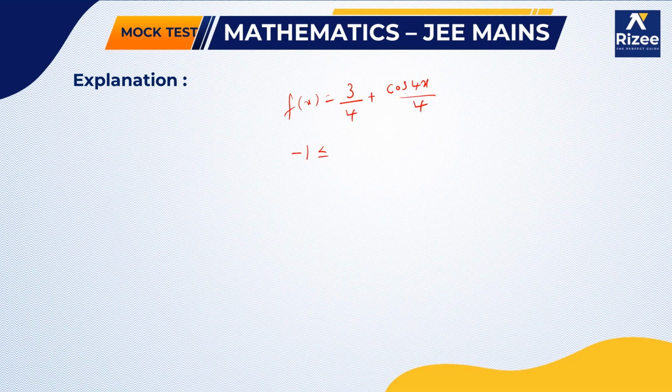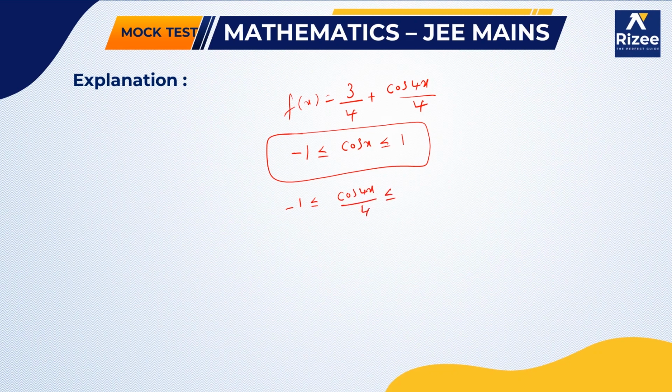Cos x is less than or equal to 1. So by using this we get minus 1 less than or equal to cos 4x by 4, less than or equal to 1. Adding minus 3 by 4 on both sides, by this solving we get the minimum value is 1 by 2.